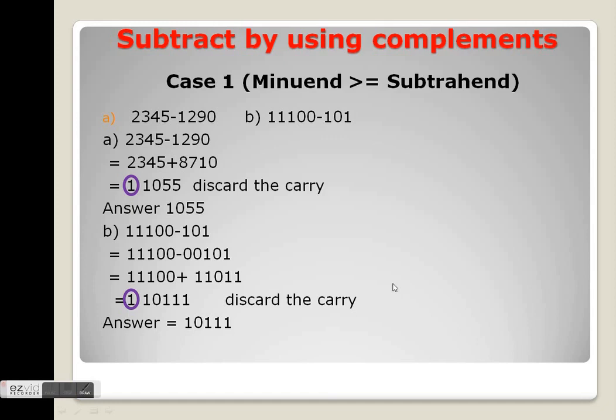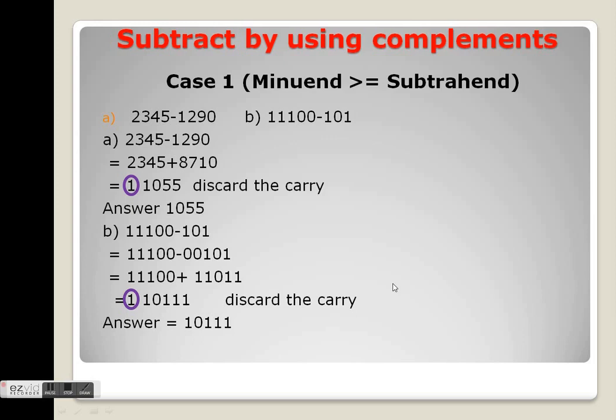Students, the tens complement of 1290 is 8710, and after that we will add this into the minuend, which is 2345, and we will get the result as 11055. And here you can see that we are getting a carry at the end, and the value of the carry in this case is 1. And we have learned that if we will get a carry, we will discard that carry and the leftover will be our answer. So in this case we will discard 1 and our answer will be 1055.